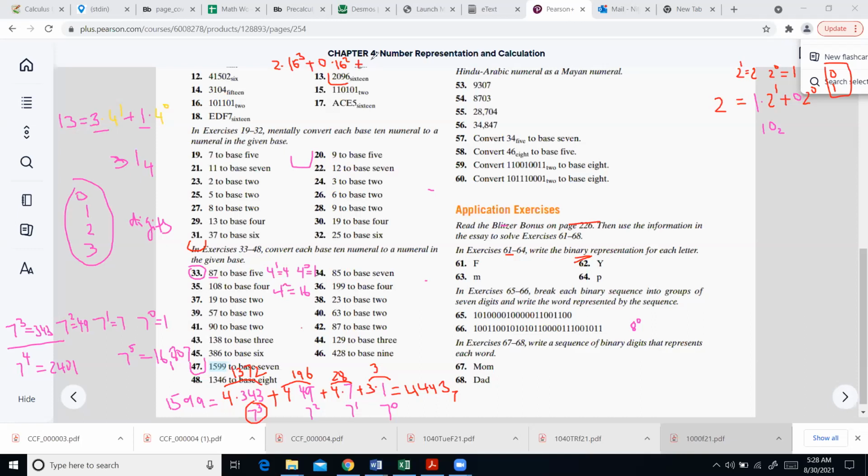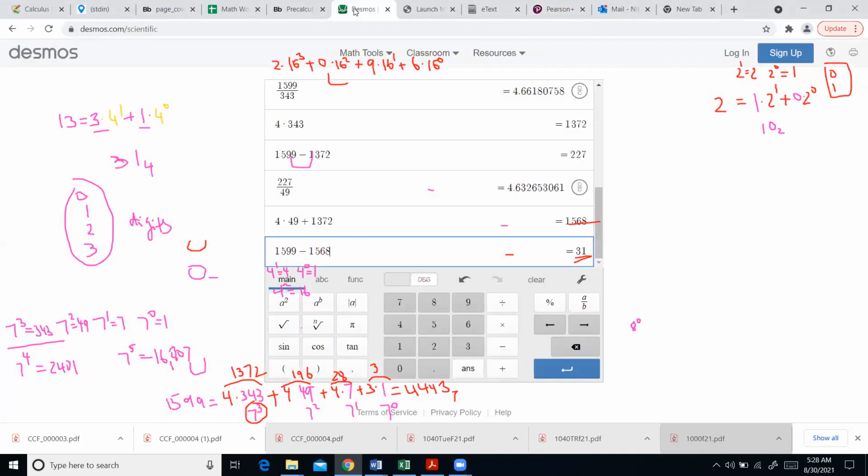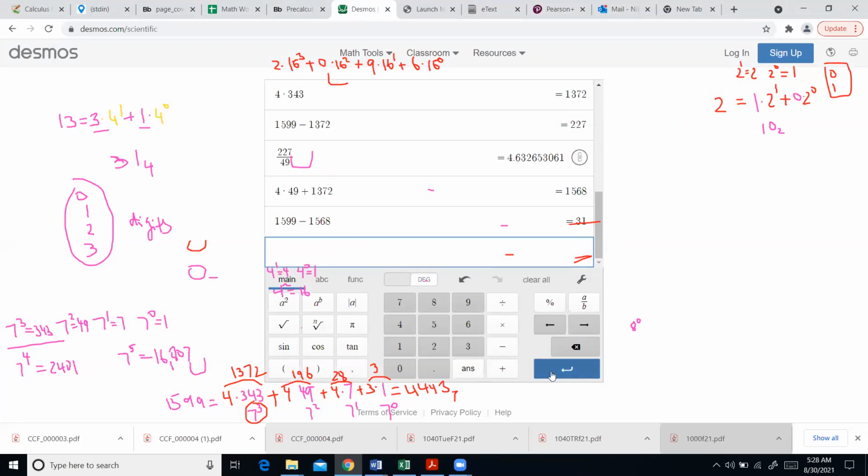Next is going to be 9 multiplied by 16 raised to the power of 1. See, powers of 16 just keep on decreasing all the way down to 0. And then finally, 6 multiplied by 16 raised to the 0 power. And then I need to put this all in the calculator, I guess, and see what the actual number is if we write it in base 10.